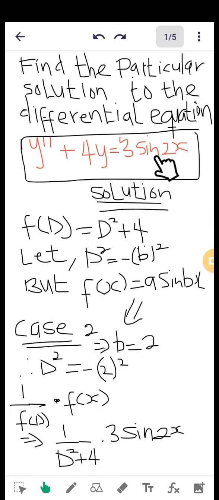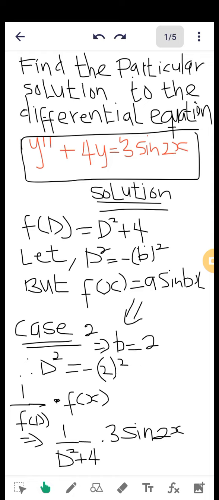This is my b, because you know that f of x, this function, is in the form a sine bx. Upon comparing, my constant a is 3, and this is sine 2x. So sine bx means my b is 2. That's why I wrote b to be equal to 2 here.